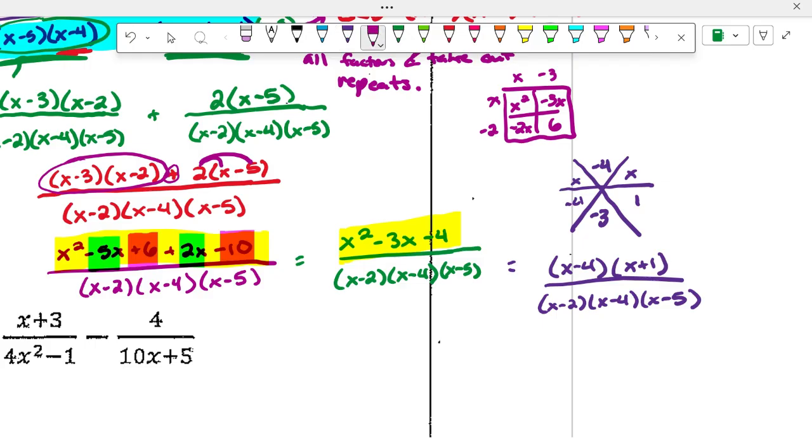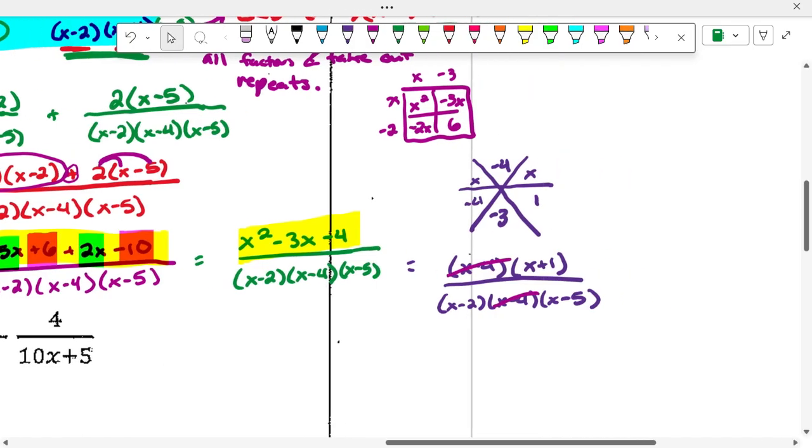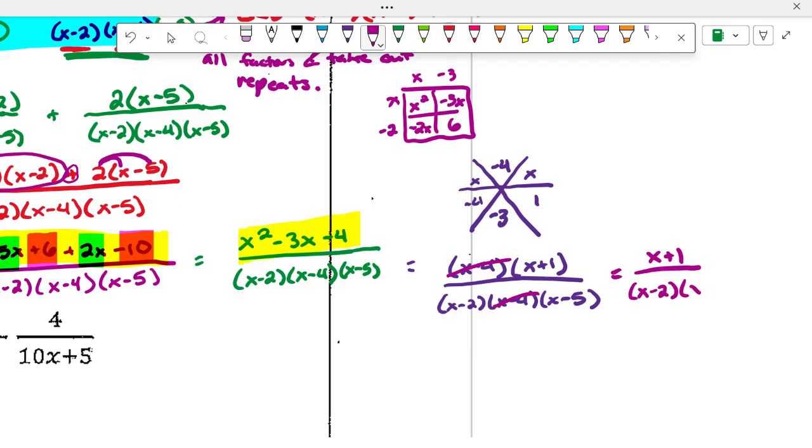So what crosses out? What's gone? Remember, it's one to one, top and bottom. What factor do I have in both the top and the bottom that I can cross out? The x minus 4s are gone. So my answer is x plus 1 over x minus 2 times x minus 5.